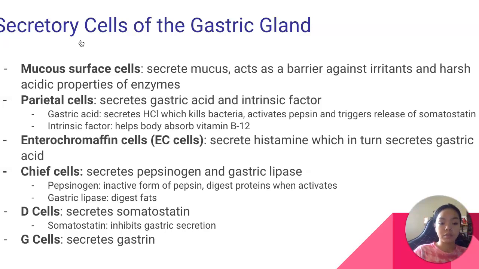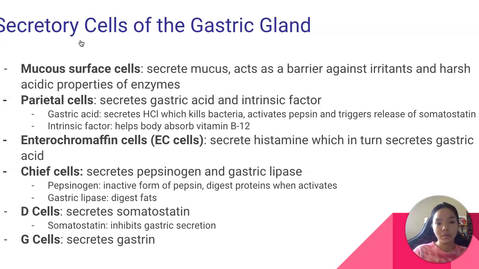D cells are responsible for secreting somatostatin, and somatostatin is pretty much known as an inhibitor of our body. In the GI tract, it is responsible for inhibiting gastric secretion, and it pretty much maintains a checks and balance and homeostasis in our GI tract because it ensures that there's not too much gastric activity happening. It essentially buffers the gastric activity. And then G cells are responsible for secreting gastrin.